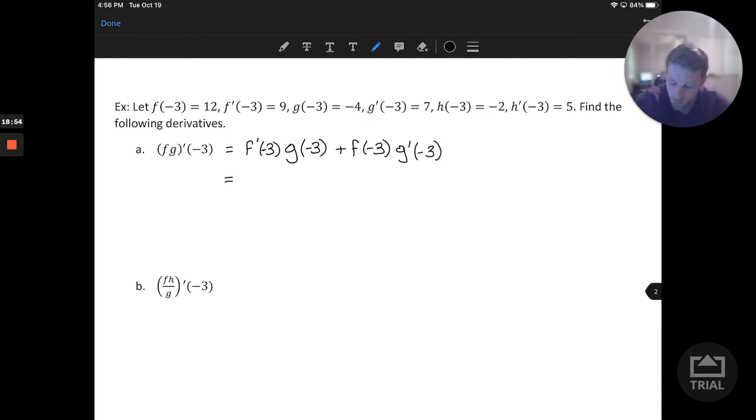We know f prime of -3, that's equal to 9. That's given to us. G of -3 is going to be that -4. We have f of -3, and the f of -3 would be the 12 at the beginning. And then finally we have g prime of -3, which is going to be the 7. So we just use the g and the f here.